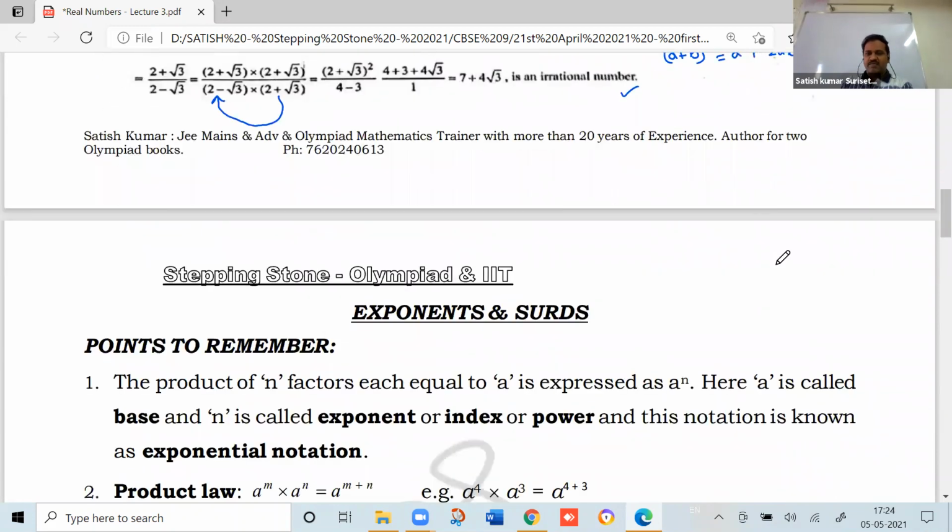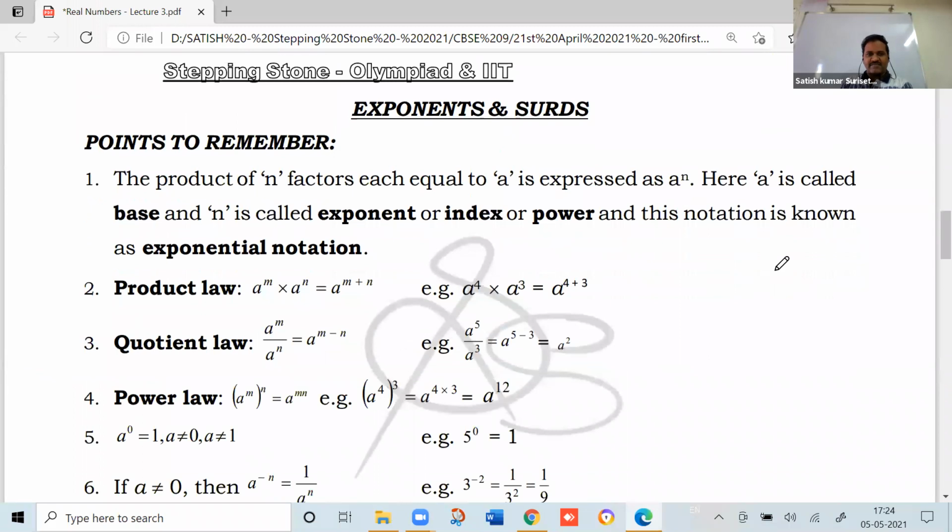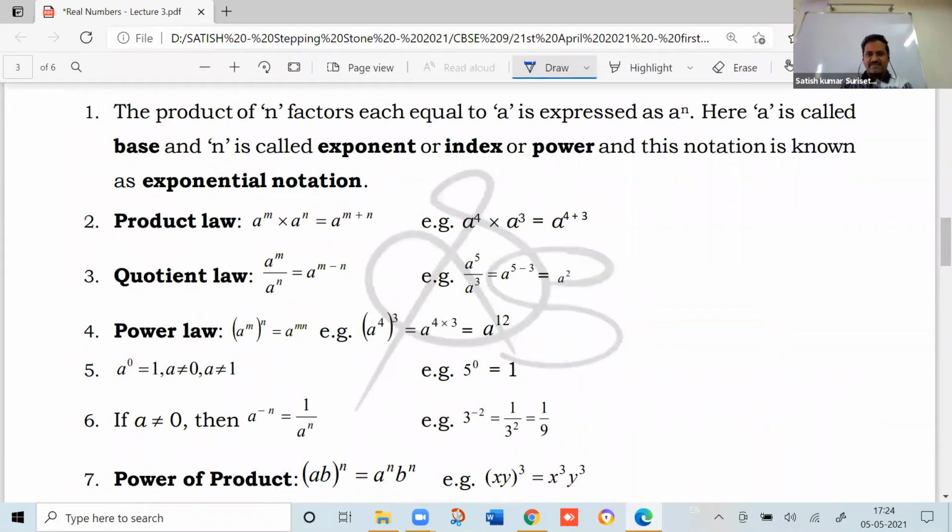Let us revise some properties which you know already, exponents and surds. The product of n factors each equal to a is expressed as a to the power of n. A is called the base and n is called the exponent or index or power. And this notation is known as exponential notation.